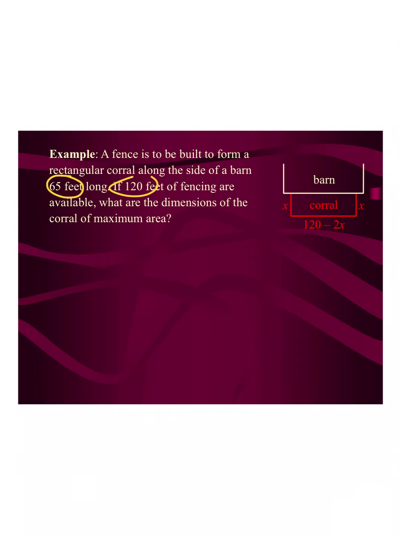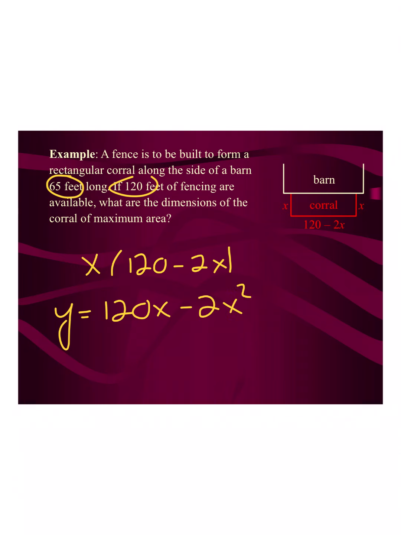We have an image here for our corral. So we know that one side is going to be x, the other side is going to be x because we have a rectangle, so those sides are equal. And then we also know we have 120 feet total. So if I take that 120 and subtract the two x's from my sides, then I get the width of my rectangle. To find the area, we know we're going to multiply length times width, so let's look at that equation. The area is going to be x times 120 minus 2x. If I simplify that, then I get my equation of y equals 120x minus 2x squared, which is a quadratic.